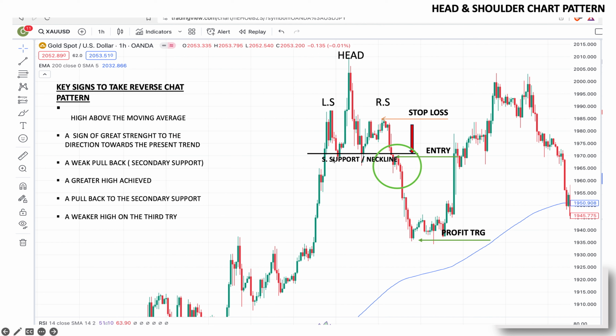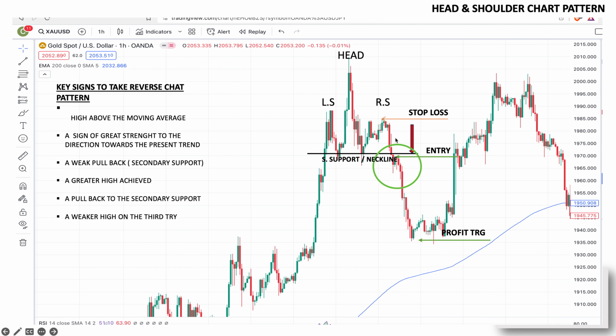So the key signs to take this reversal chart pattern are, first, it has to be high above the moving average. You can see the 200 period moving average as the blue line. You can see the price has scaled way above the 200 moving average. It means the price has gone to its premium. It has gone extensively over a regular price. So price is bound to reverse. And when you're looking for these reversals, you're going to find a double top, a double bottom, and head and shoulders. Head and shoulders are the ones with the maximum effect of reversing. It takes a huge amount of pushback.